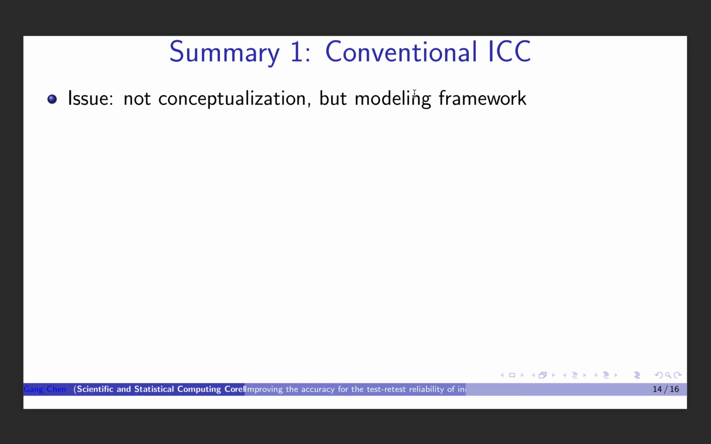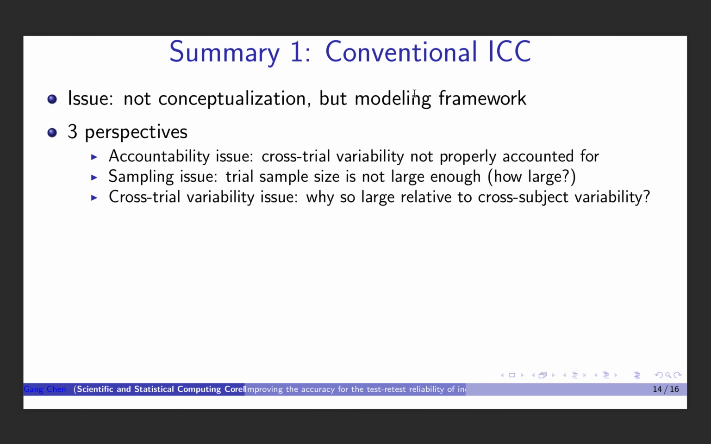So let's summarize our discussions. I want to re-emphasize again that there's nothing wrong with the traditional ICC in terms of concept. It is the correlation between 2 sessions. That's what we care about, so the concept itself is what we are interested in. The issue is the modeling framework. We can discuss the problem with the modeling framework from 3 different perspectives. One is accountability, because in the traditional framework, there is no place for the cross-trial variability.